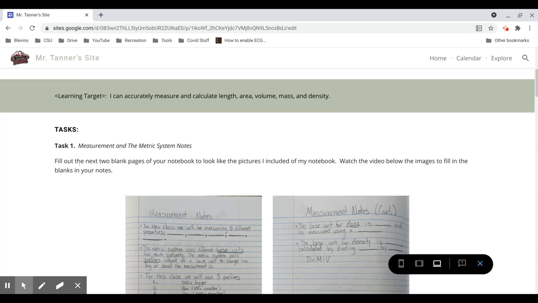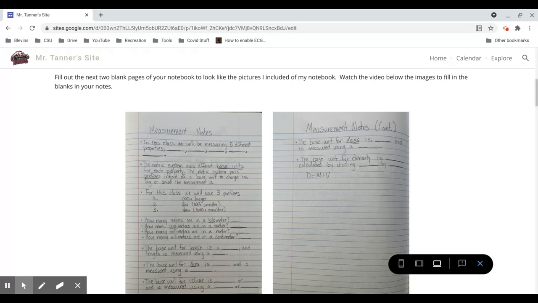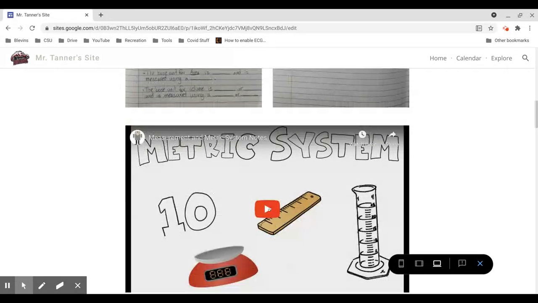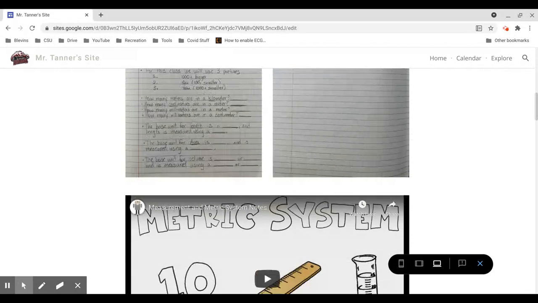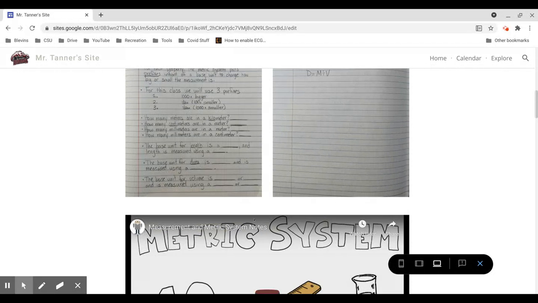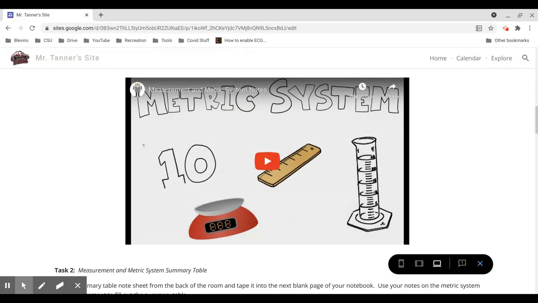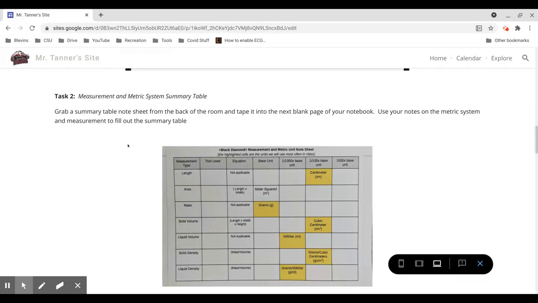So, first is a set of metric system notes. This was not a handout included in the packet I gave you, so you will need to write these by hand. I recommend filling this out first, including the blank spaces, then going through and watching the video and filling in the blanks as you do so. If you try and write everything in this picture while watching the video, you will miss almost everything in the video. So fill out the notes first, leaving the blank spaces, and then watch the video to fill in the blanks.